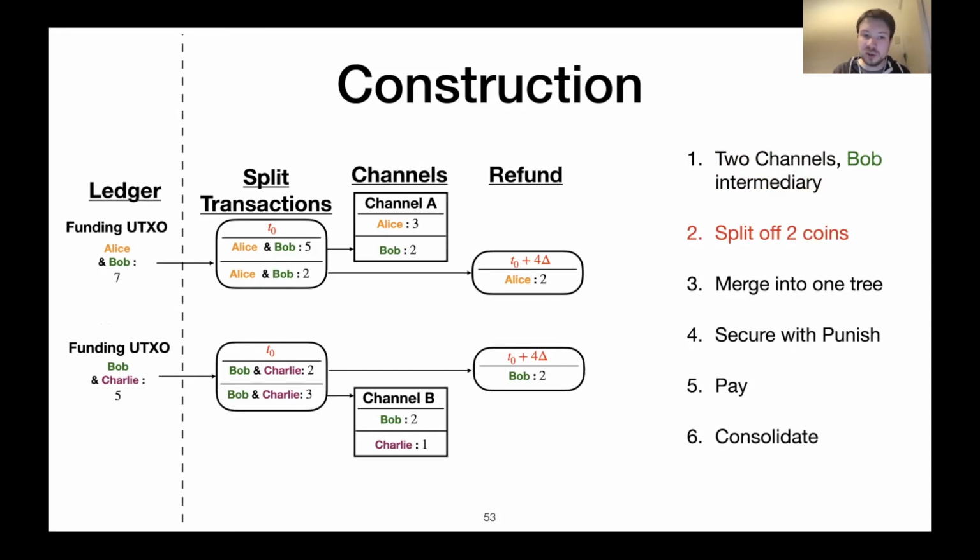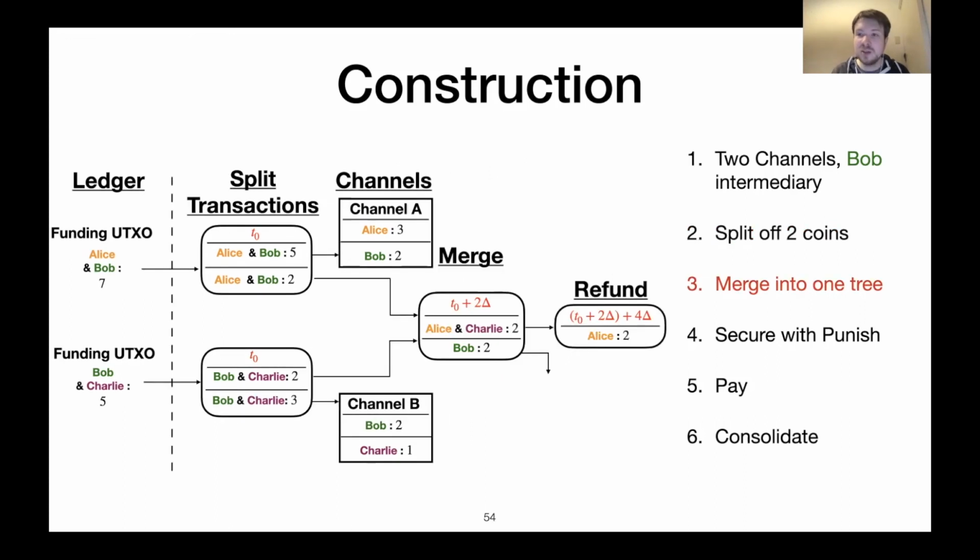UTXOs. One UTXO has the payment amount, 2 coins. These coins are taken from Alice's and Bob's balance respectively, and we introduce a refund transaction that gives these coins back to Alice and Bob respectively. The remainder of the coins will be used to reopen the channel between Alice and Bob and between Bob and Charlie respectively. Next, we introduce a merge transaction that combines both of the individual trees, and it contains two UTXOs.